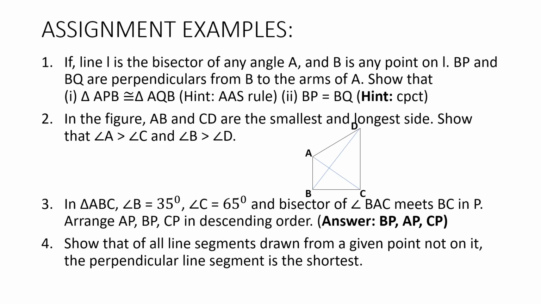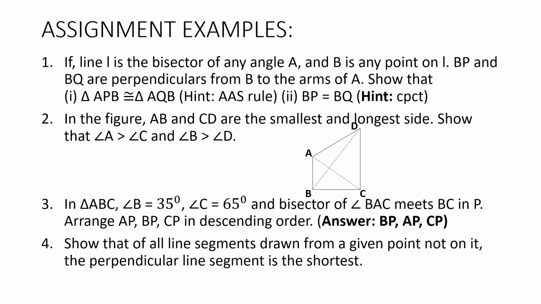Now some assignment examples. First one, if line L is the bisector of any angle A and B is any point on L, BP and BQ are perpendiculars from B to the arms of A. Show that first thing triangle APB is congruent to triangle AQB. Here you will be able to establish the congruency by AAS rule. Second thing, BP is equal to BQ by CPCT. Draw the diagram, you will get the result.